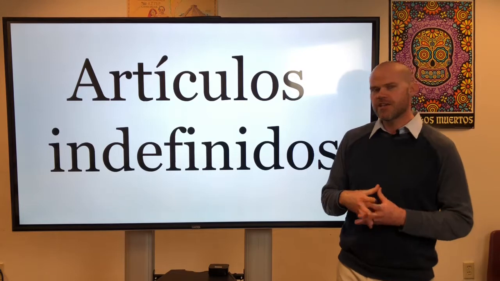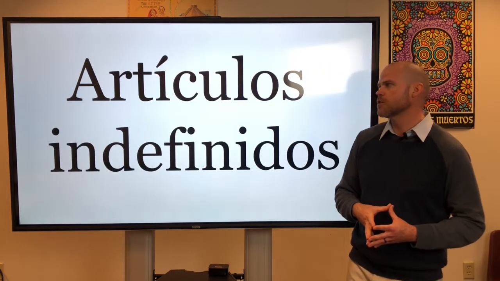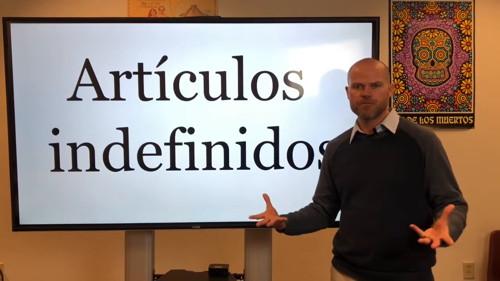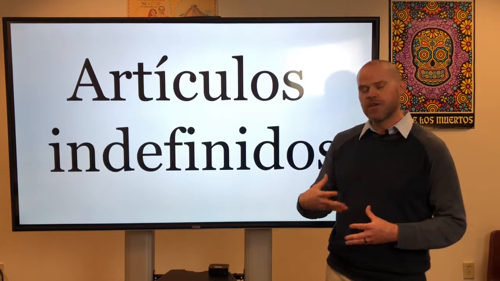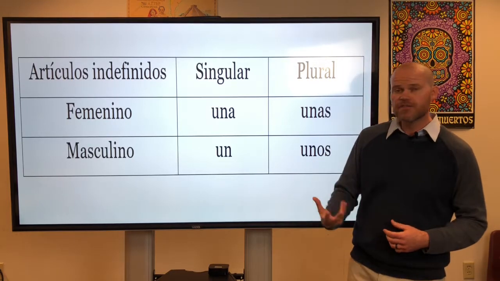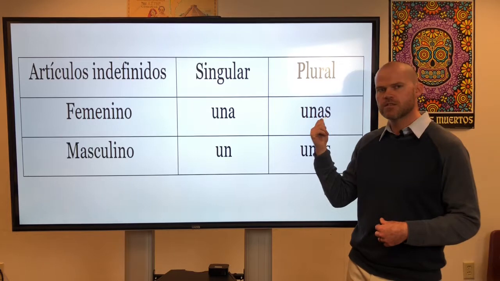We also have the indefinite articles, and just as the name implies, indefinite articles are not talking about specific nouns, but just nouns in general. So instead of the car, the specific car, if I wanted to say a car, I would use the indefinite article. The indefinite articles are una, un, unas, and unos.